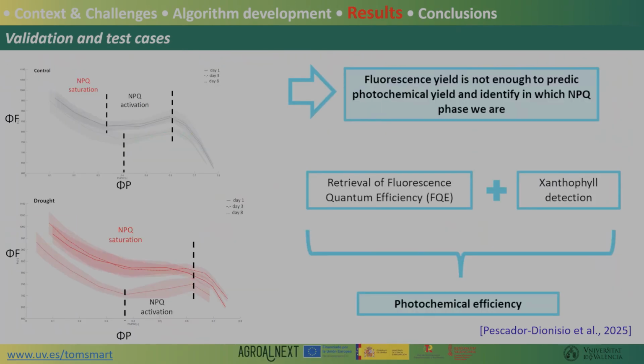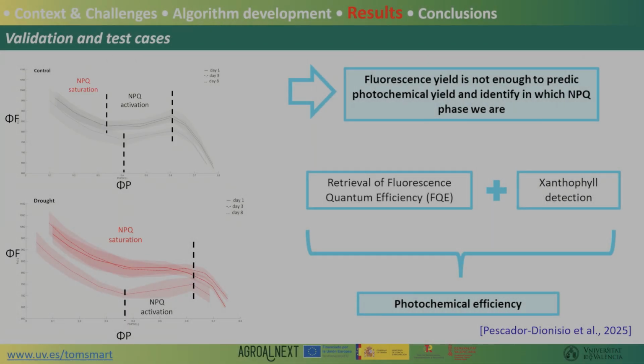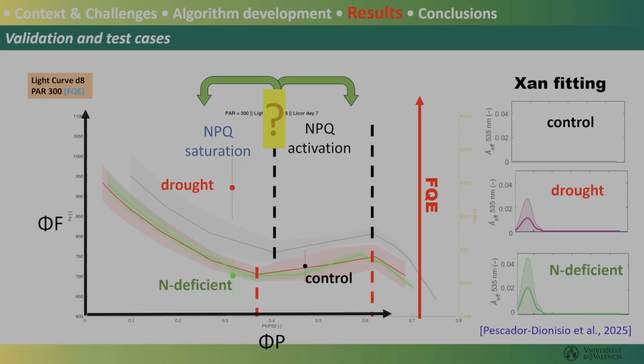So what we did here is we measured on leaf spectra both the FQE and the fitting result for the xanthophyll absorption peak. And what you can see here is what I showed in the beginning. These are light curves showing the relationship between fluorescence yield and photochemical yield, indicating again that with only fluorescence yield, you don't have enough. And here is a bit of an example. So here you see how we combine it.